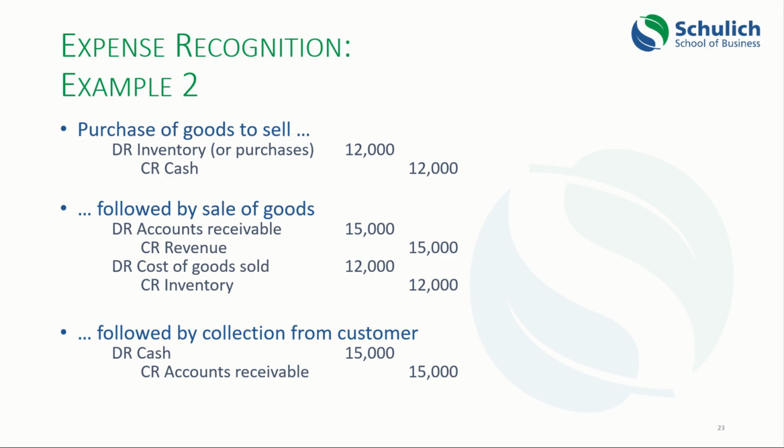Now look carefully at these transactions. There was no impact on the income statement when you bought the inventory and none when the customer paid you. The income statement was affected only when you sold the inventory. In this example, the sale generated a gross margin of $3,000 because happily you sold the inventory for more than it cost you. Congratulations.